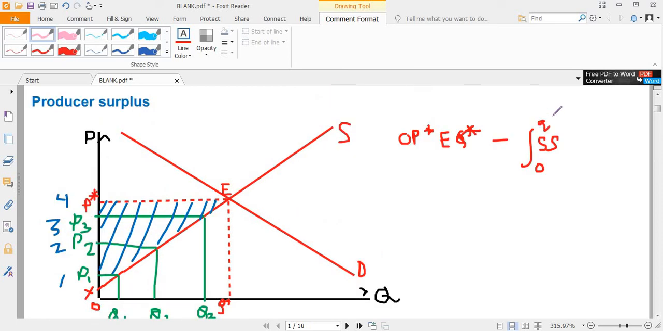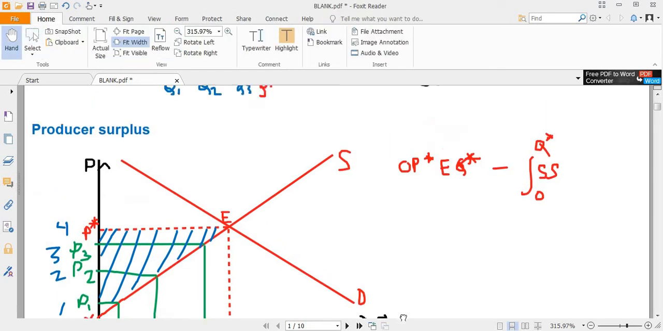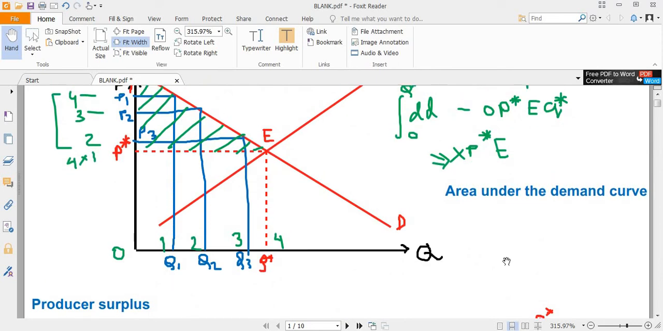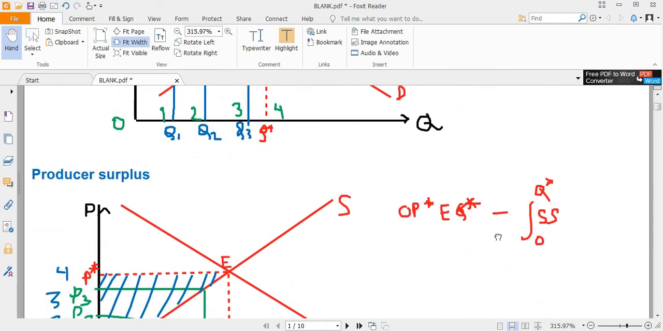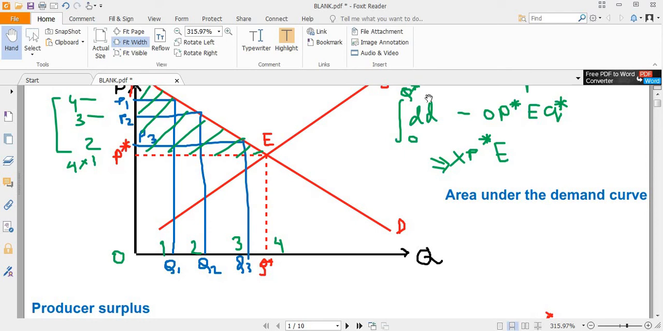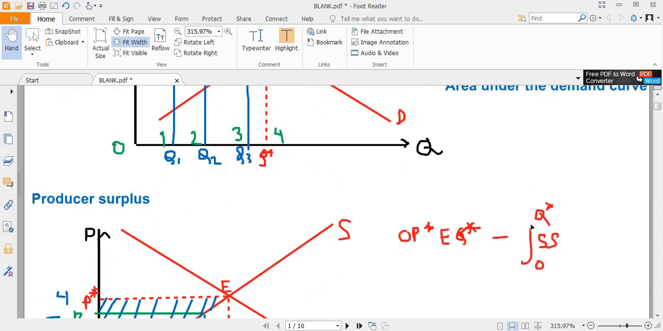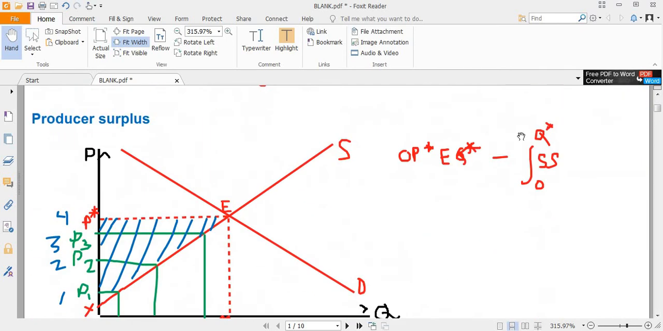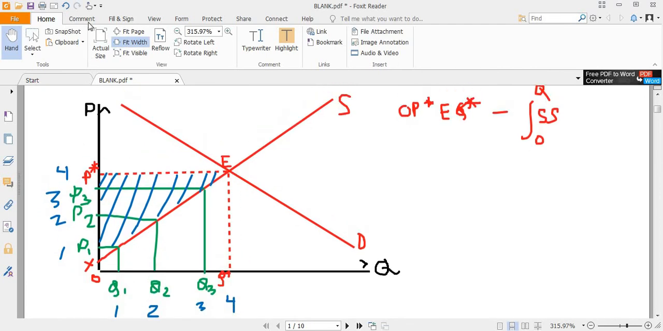So you can note the difference with the consumer surplus. In consumer surplus, the area term came before the rectangle term. Here the area term comes after. In the consumer surplus, we were looking at the demand curve. In this, we are looking at the supply curve. And other than that, the entire concept remains the same.